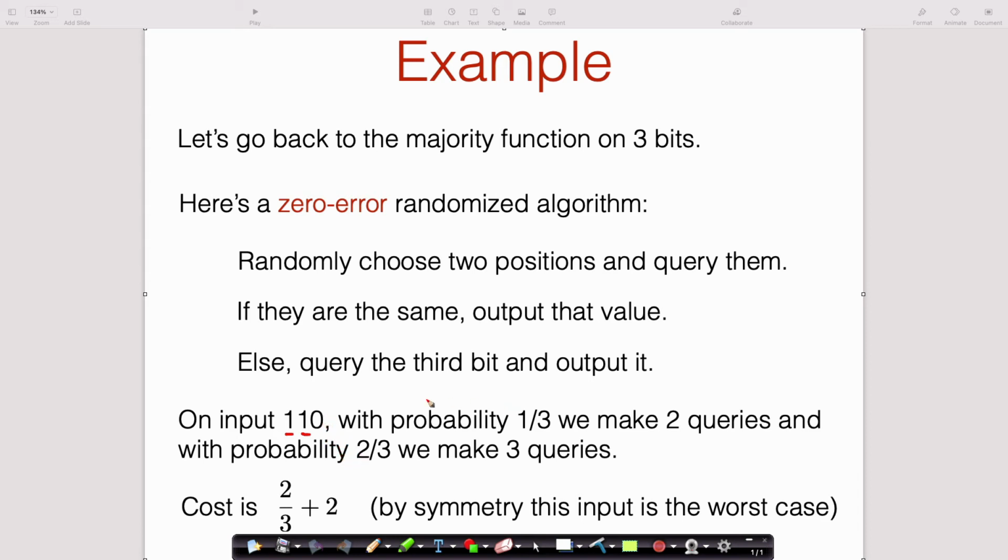Okay, so the expected cost of this algorithm on the input 110 is, with probability 1/3, we make two queries. So that's this factor of 2/3 here. And with probability 2/3, we make three queries. So that's this term of 2 here. Okay, so the expected cost of the algorithm on this input is 2 and 2/3.